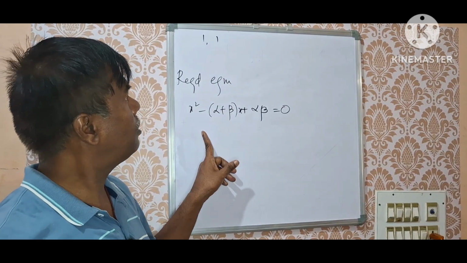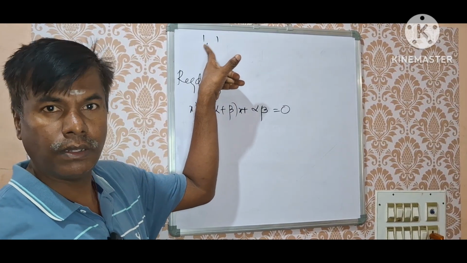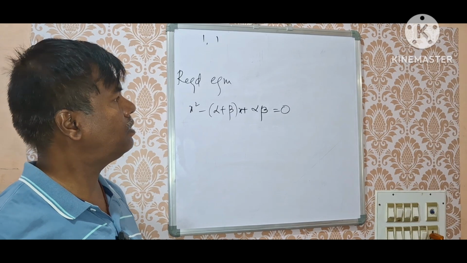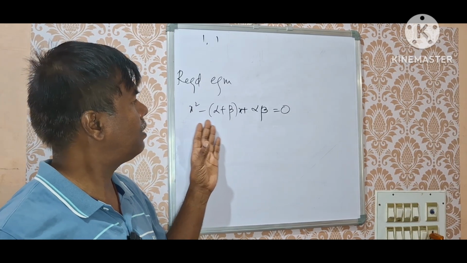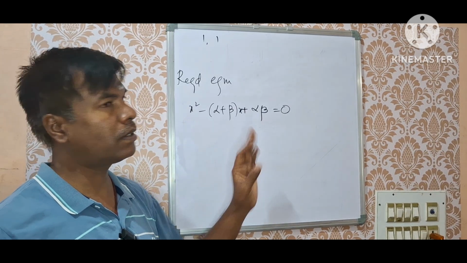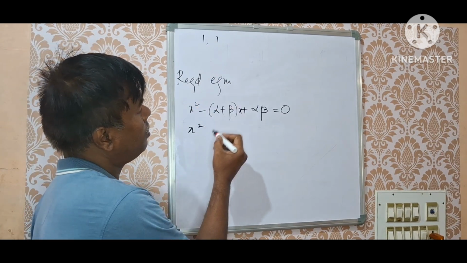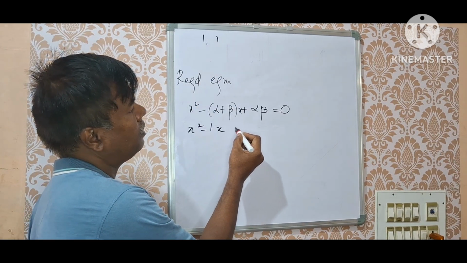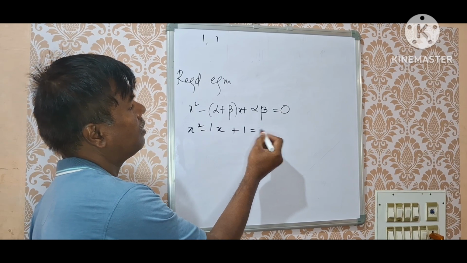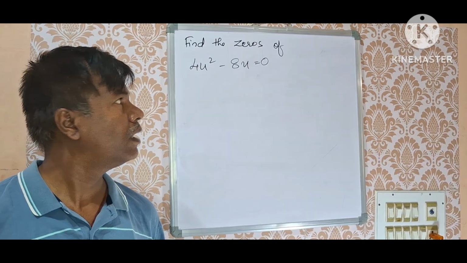Now find the equation of the polynomial whose sum of zeros is 1 and product of zeros is also 1. What is the required equation? X square minus sum of zeros into x plus product of zeros. X square, what is the sum of zeros? 1, minus 1 into x. What is the product of zeros? 1. This is the required equation.